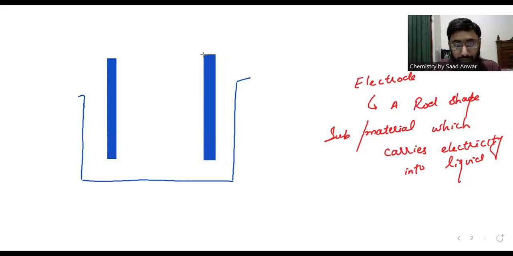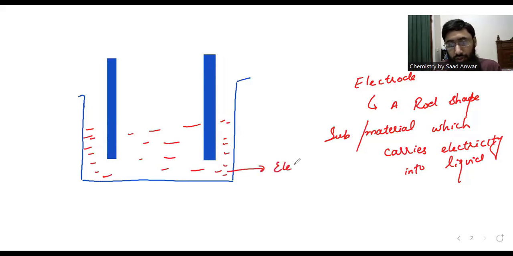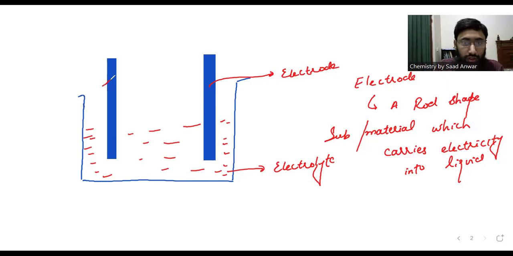I have dipped these two electrodes in a solution, and this is not a simple solution. This is an electrolyte which has the ability to conduct electricity. The electrodes have been dipped in the electrolyte. These electrodes are rod-shaped material which have the potential to carry electricity into the liquid. This is another electrode.